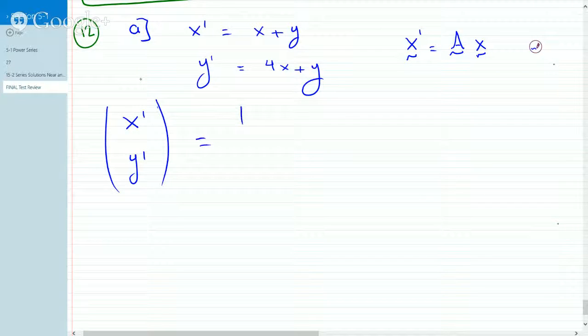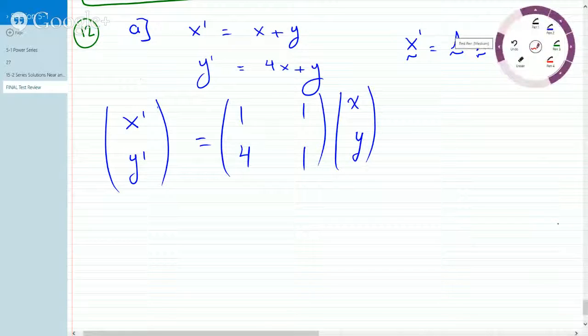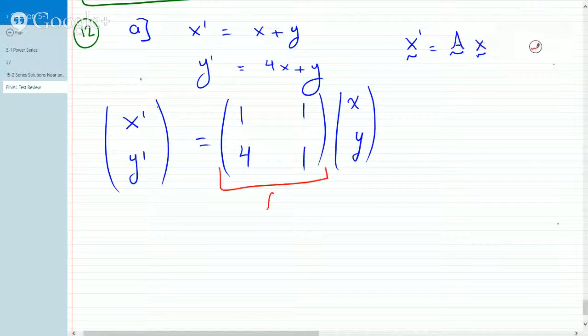to equal 1, 1, which are the coefficients of the corresponding letters, yeah? 4, 1 times x, y. So we're just putting the system of equations in the form of a matrix. This is our A matrix.